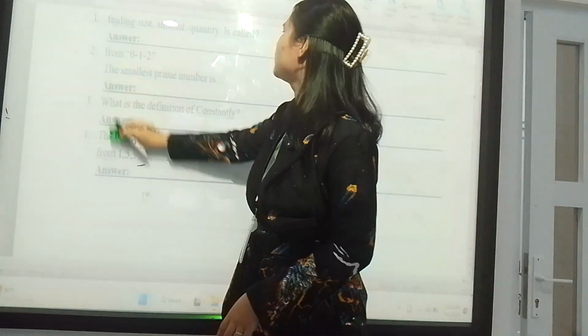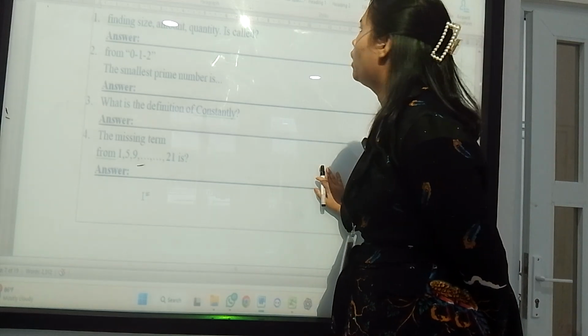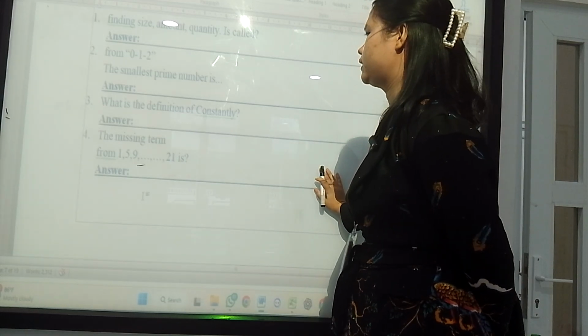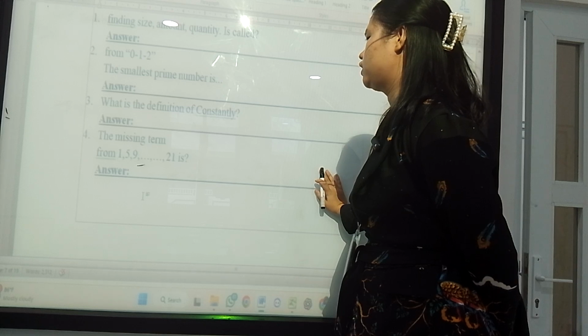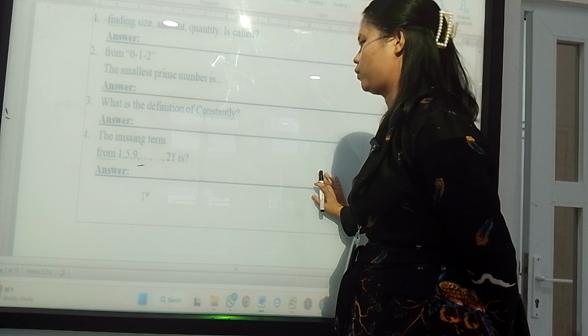Okay, finding size among quantity, it's called measuring. From 0, 1, and 2, the smallest prime number is 2. What is the definition of constantly? It is continually, perpetually, always, and without stopping.